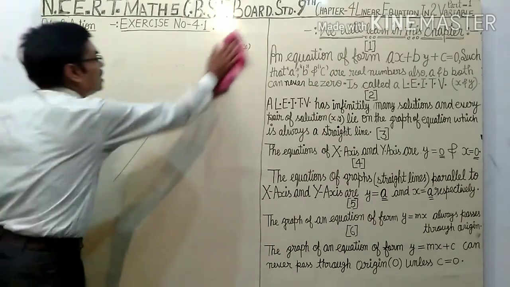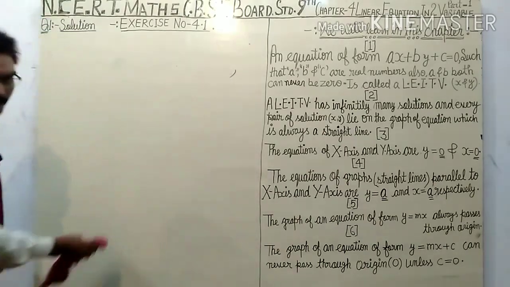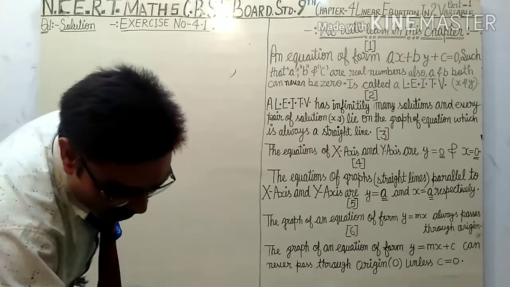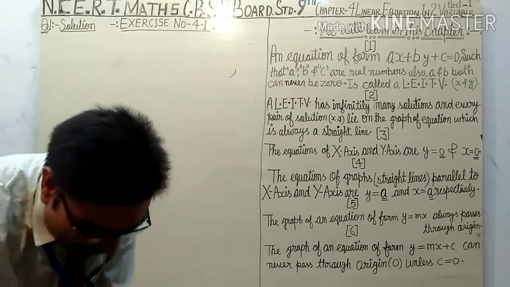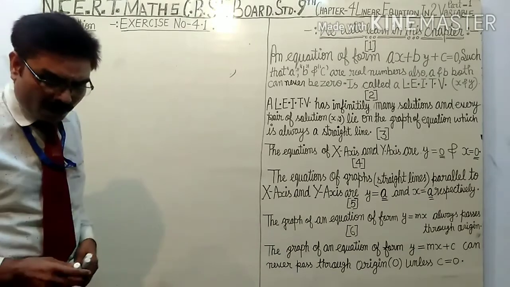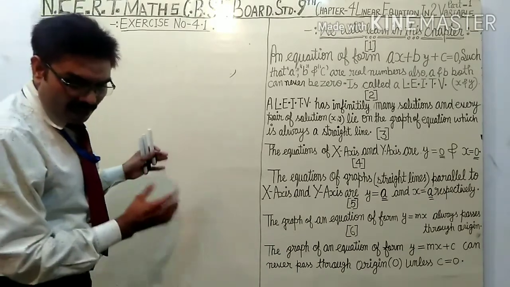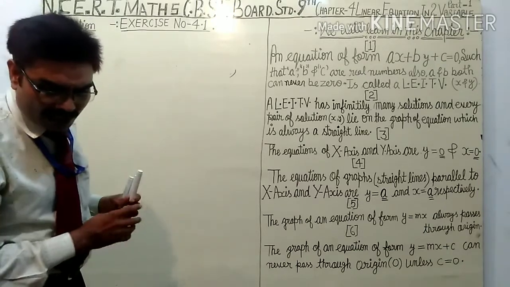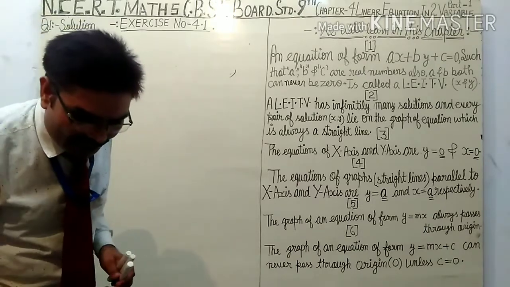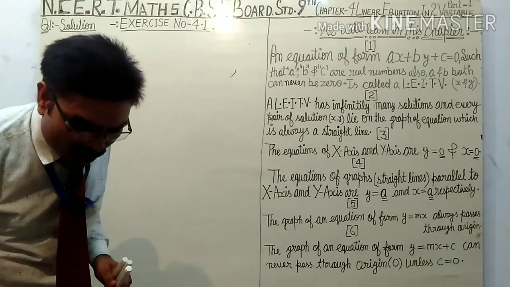Students, in question number 1 we have been asked: the cost of a notebook is twice the cost of a pen. This means the cost of a notebook is 2 times the cost of a pen. Write a linear equation in 2 variables to represent this statement.